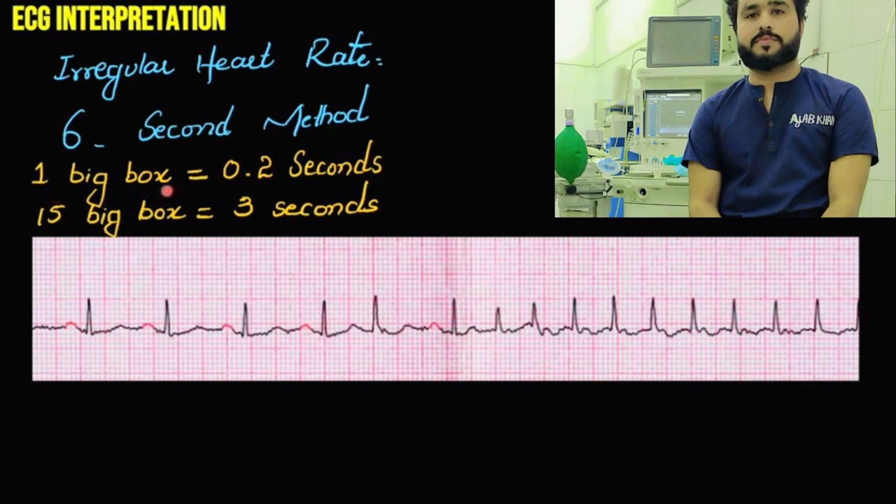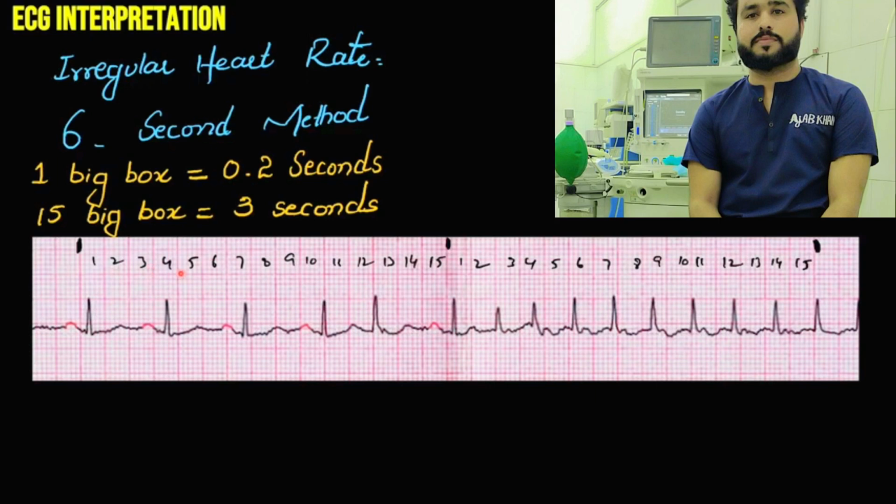Now remember, one large box on ECG is equal to 0.20 seconds. If one large box is equal to 0.20 seconds, and we take 15 big boxes, then 15 big boxes multiplied by 0.2 is equal to 3 seconds. So 15 big boxes represent 3 seconds on ECG. And if we have 30 big boxes, they will represent 6 seconds on ECG. So what we do is count 30 boxes, basically 2 sets of 15 large boxes on the ECG.